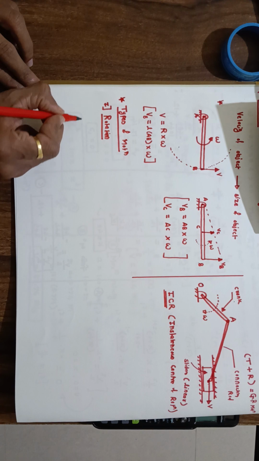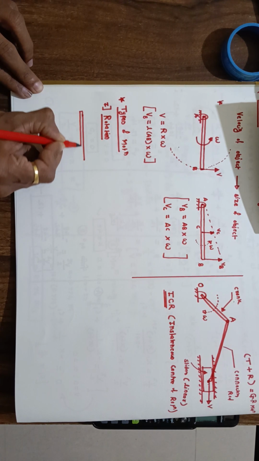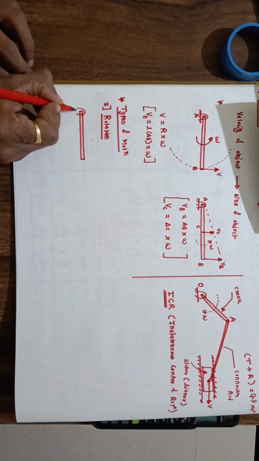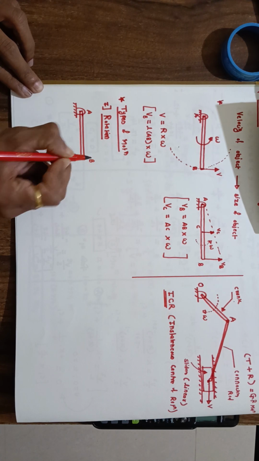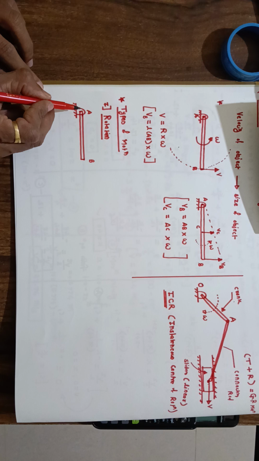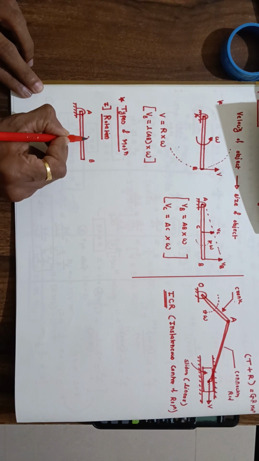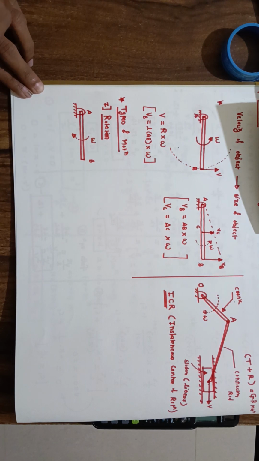So pure rotation means the object has a fixed center. Okay, so let us take the rod AB. It is pivoted at this point. It means that point A cannot move. We can just rotate the object with some angular velocity omega.